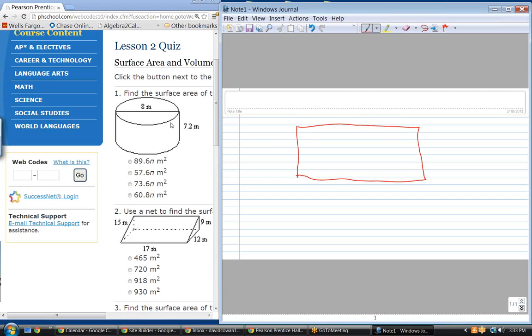In other words, if I took this and unwrapped it, let's say this was like a can of soup, and you had a soup label on there. If you peel the label off the can and lay it out flat on the table, it's going to be a rectangle. In this case, the height of this rectangle is going to be 7.2. What is this measurement from here to here? 8 meters? No, that's the diameter of that circle. This measurement from here to here actually represents the circumference of that circle.